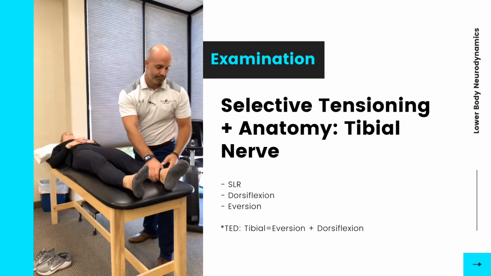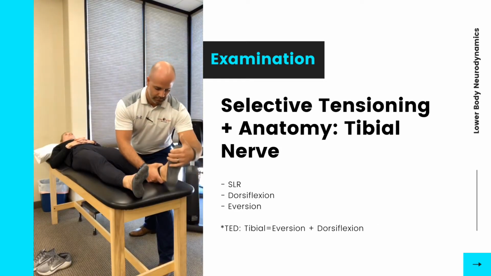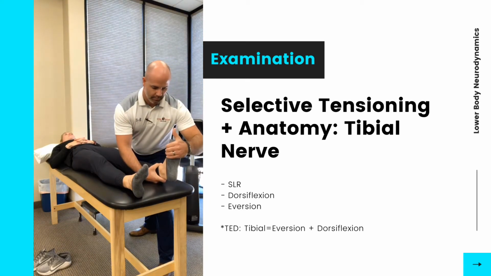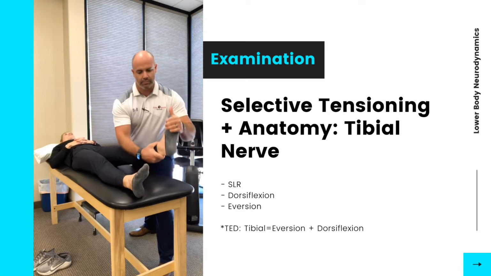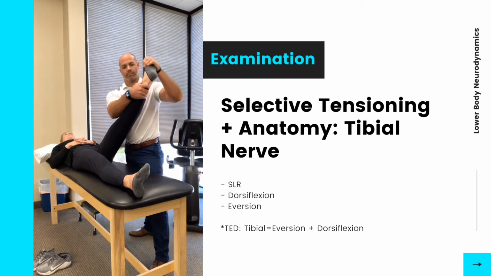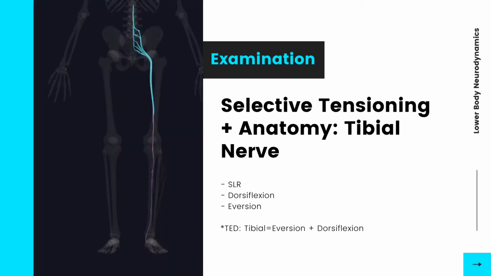For the tibial nerve tension test, we're going to put the foot into dorsiflexion and ankle eversion as we bring the patient's leg into a straight leg raised position. Again, let's take a look at the anatomy and better understand this.